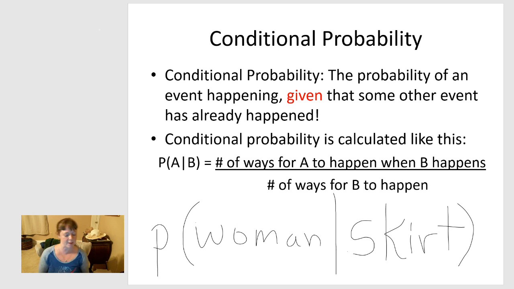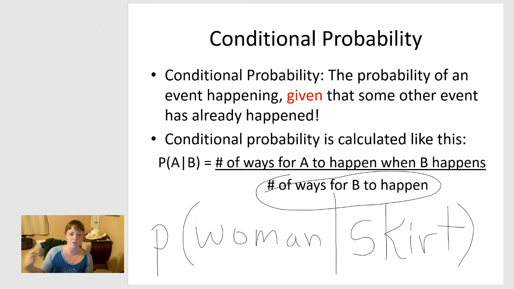And so the conditional probability says, before you figure out the probability of A, in this example, the probability of being a woman, first assume that this other event has already occurred. For example, assume the person in front of you is wearing a skirt. All right? And the way you figure that out is, instead of putting all the people, let's say in a particular group of people, in the bottom part of the fraction, you only put skirt wearers in the bottom part of the fraction. So you count the number of people wearing skirts.